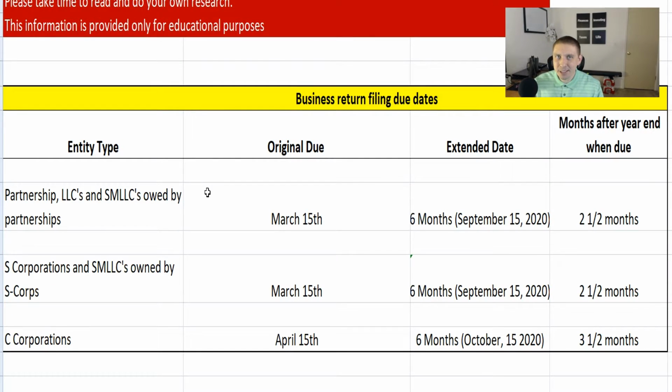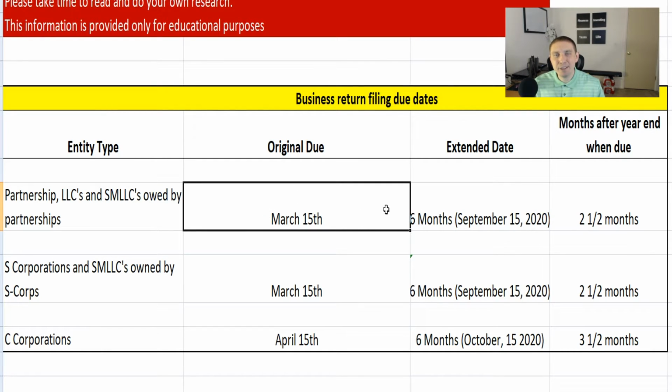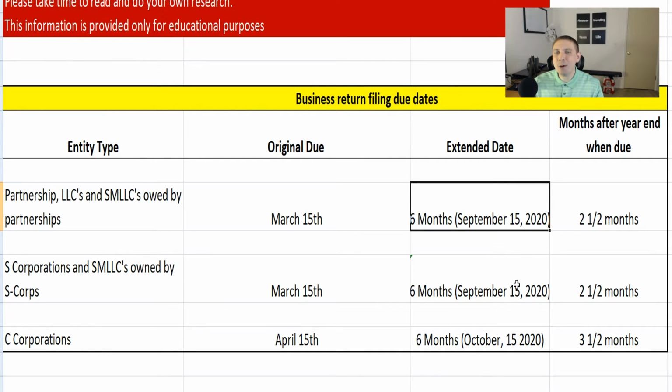Whether you're an existing business owner or you're new to owning businesses, these are the original tax filing due dates for partnerships, LLCs, and single member LLCs that are owned by partnerships. The due date is usually March 15th. You can extend that out 6 months all the way up to September 15th of 2020. Now, these due dates would be for the 2019 tax filing as I've listed here. These due dates follow a calendar year end. If you have a business that does not follow a calendar year end, such as a business with a fiscal year end, then this is the general guidance of when your tax return would be due.